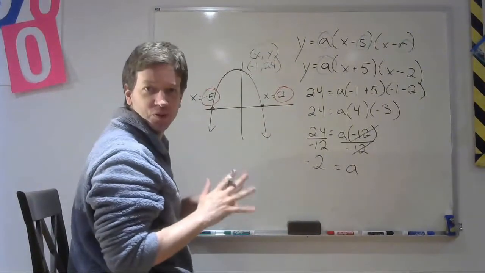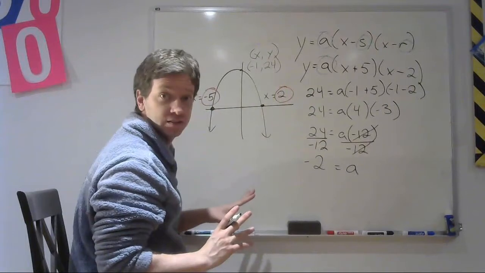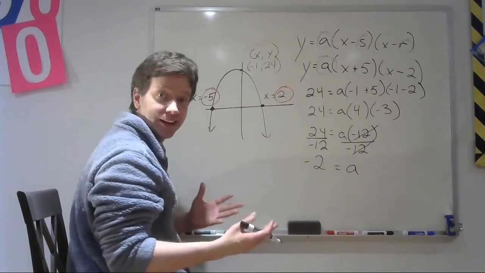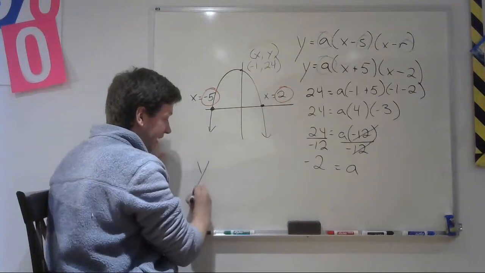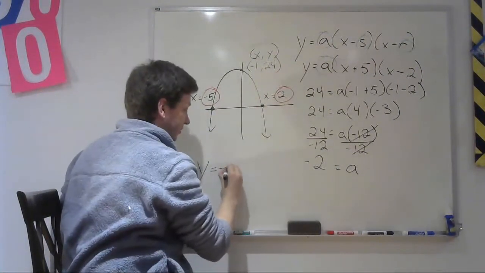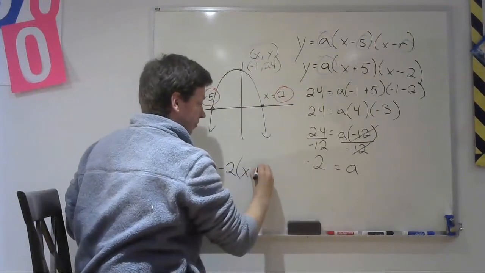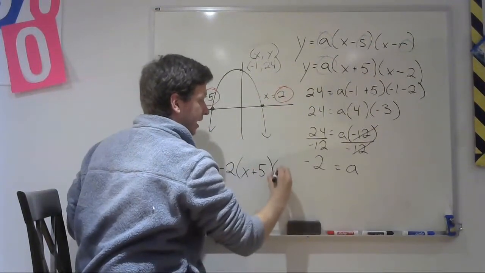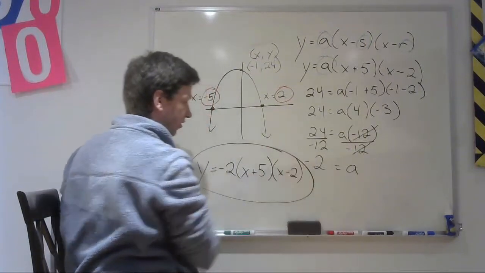Okay, and a lot of people usually stop there on a test. Don't stop there. The question was to find an equation, not to find a. We needed a to find the equation, but you need to write your final equation, which is y equals a, which is -2, times (x + 5) and (x - 2). There's our equation.